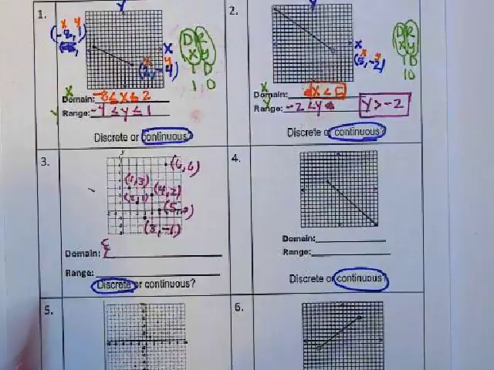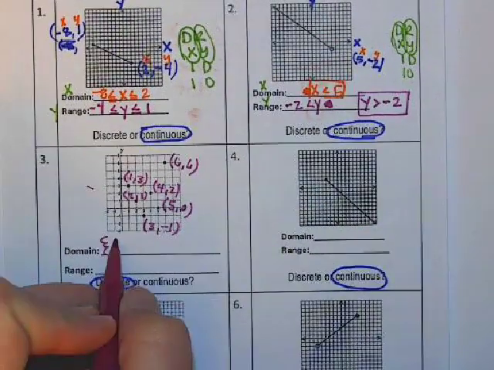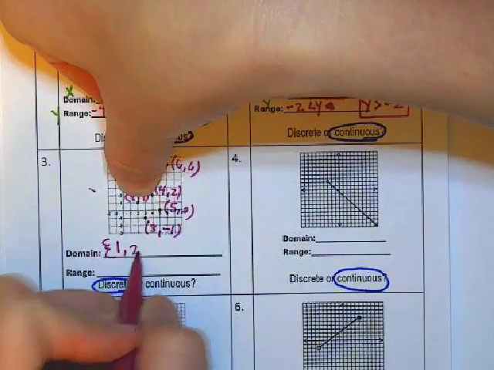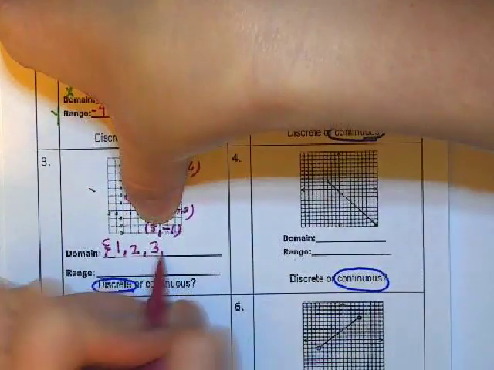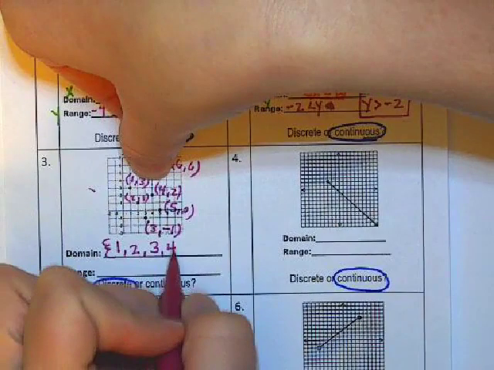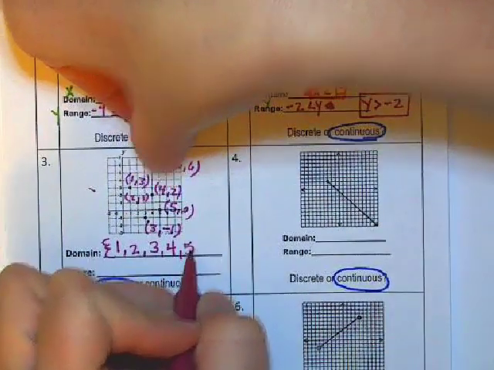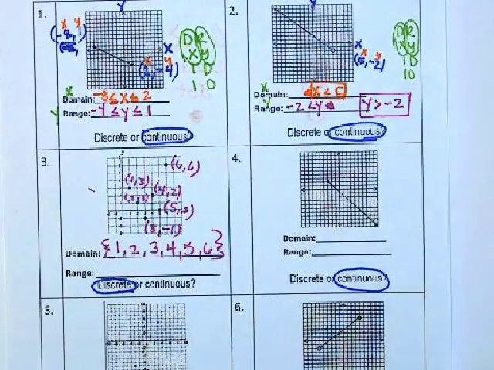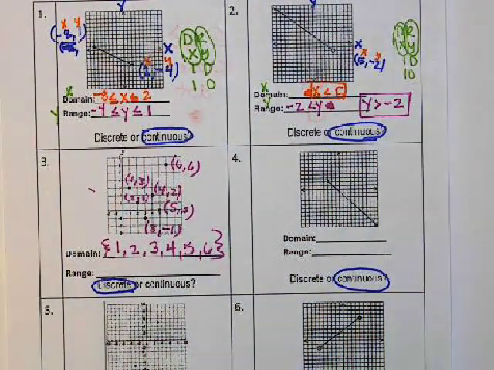All right, so my first X is 1. Then I've got 2. Then I've got 3, 4, 5, and I got 6 with the squiggly line. It's supposed to be least to greatest, but if you don't do that, that's okay. I'm not gonna freak out, okay?